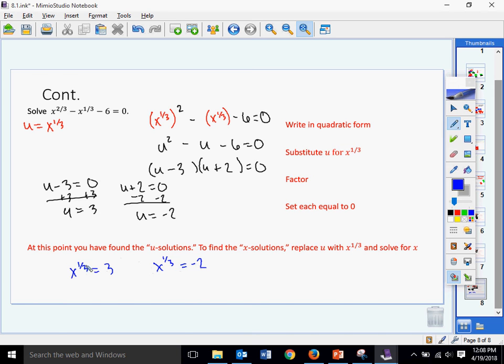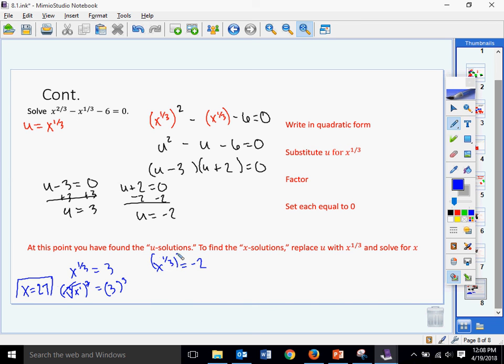Well, how do I get rid of 1/3? Well, remember 1/3 is the cube root of x to the first. So how do I get rid of a cube root? Well, I need to cube both sides. The cube root and the cube will cancel, and here you're left with x equals 3 to the cube root, which is 27.